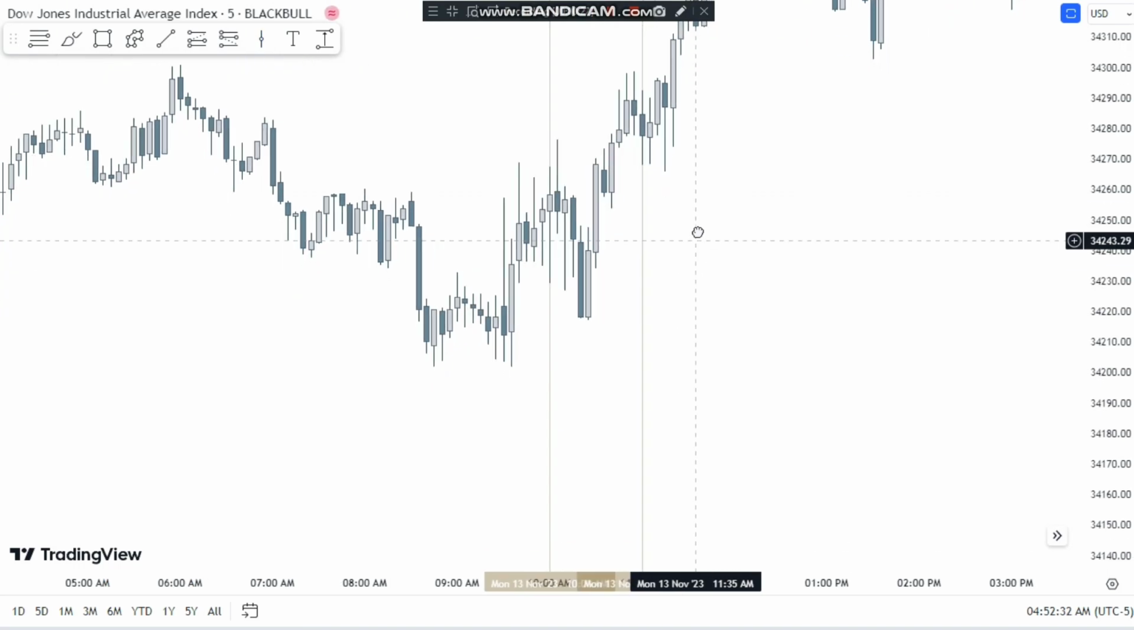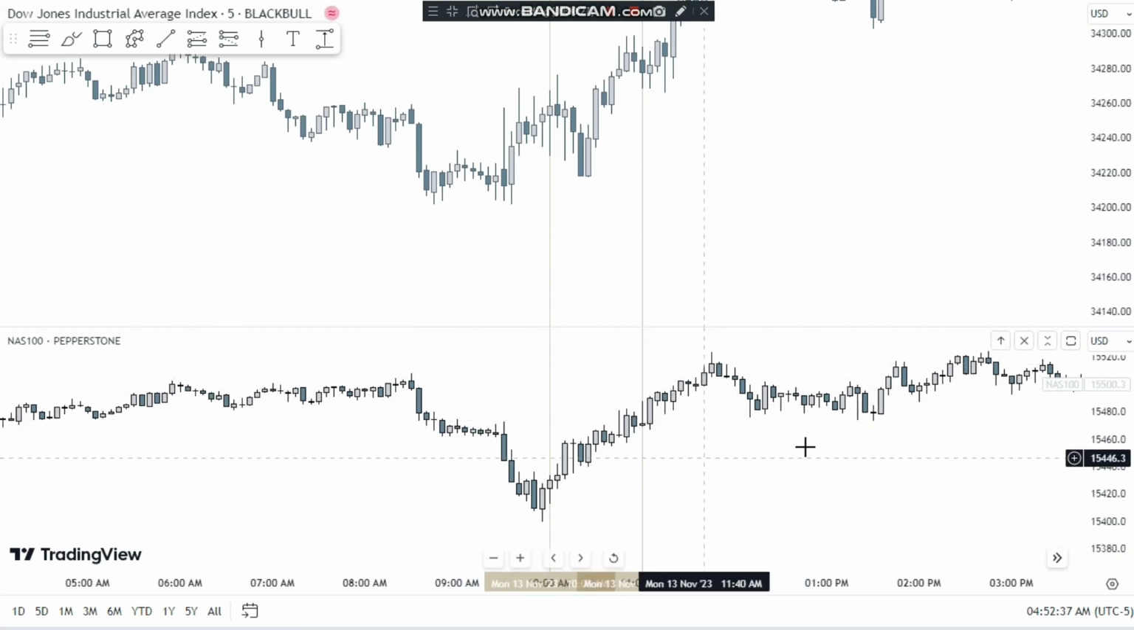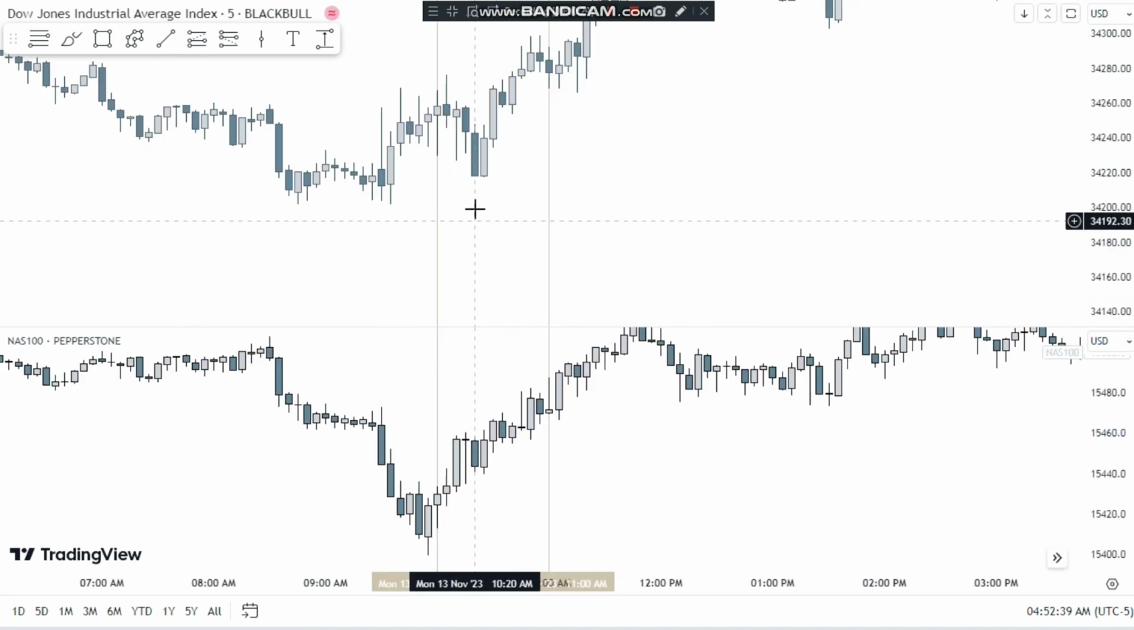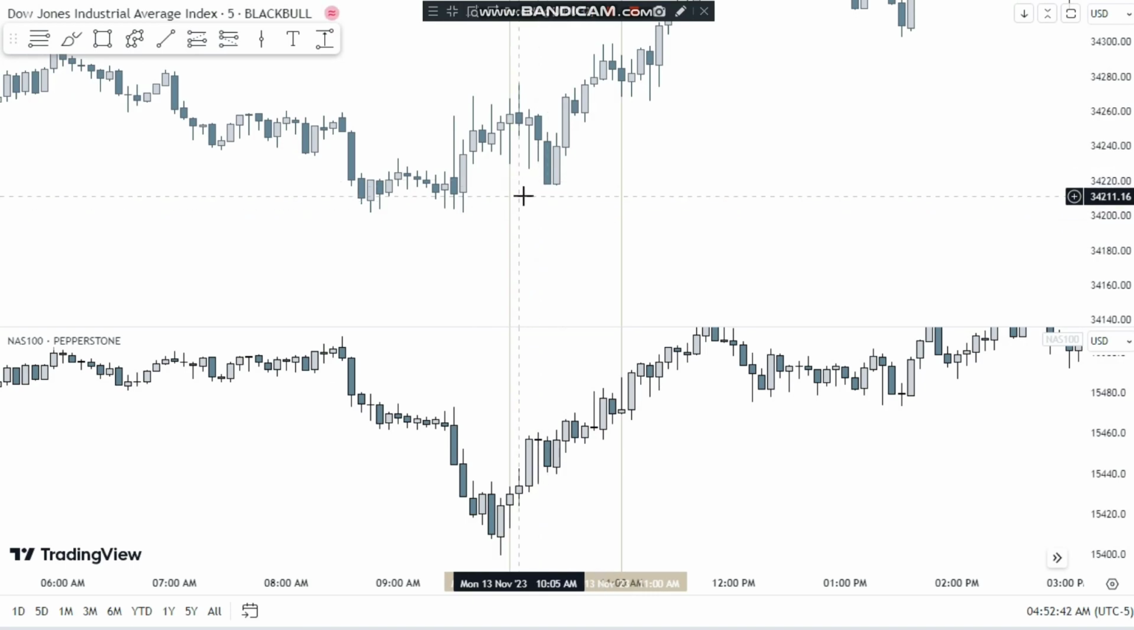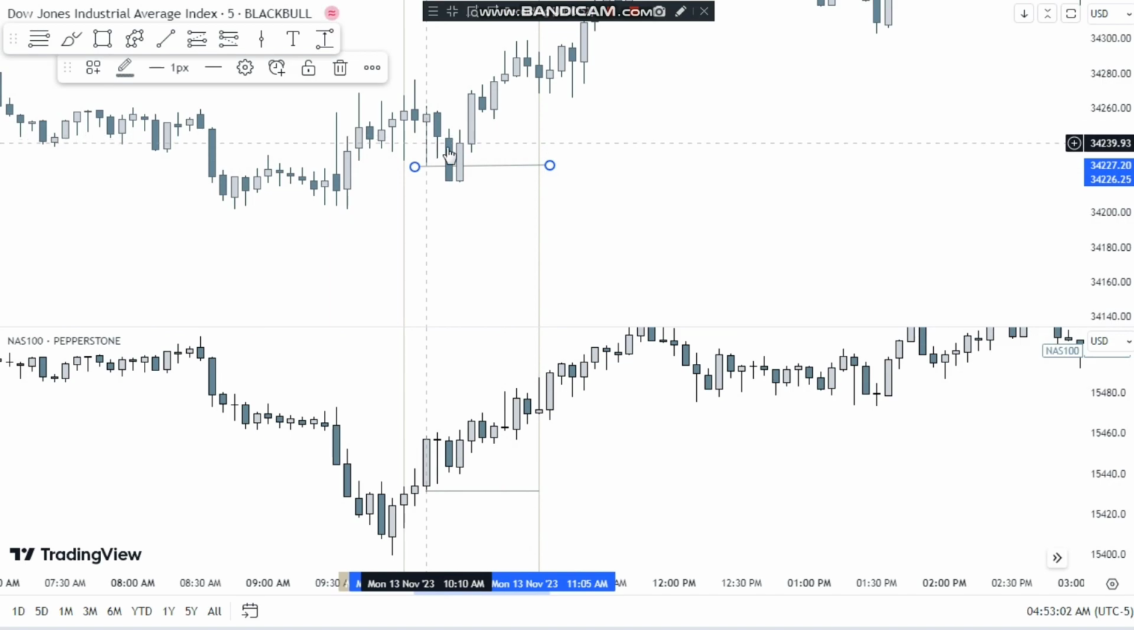Now the SMT pair of US 30 is NAS 100. You can see this is the NAS 100 chart. Now we will look for SMT divergence. The next step will be looking for an SMT divergence. So here you can see that in NAS 100 this was the low, this candle, and the same candle was up here, this candle. Now we will draw a line at these lows, and you can see that this low was swept in the US 30, and in NAS 100 this low wasn't swept.